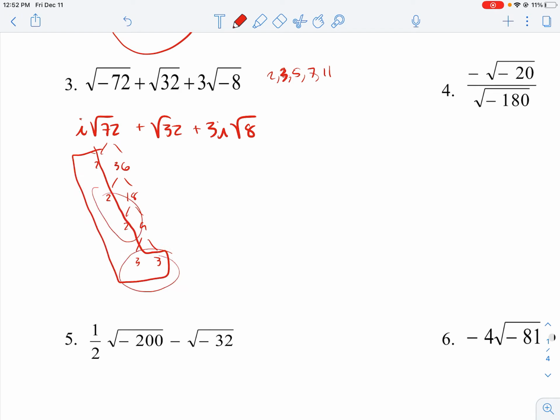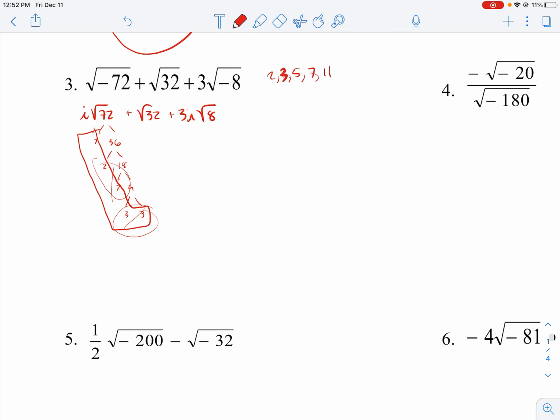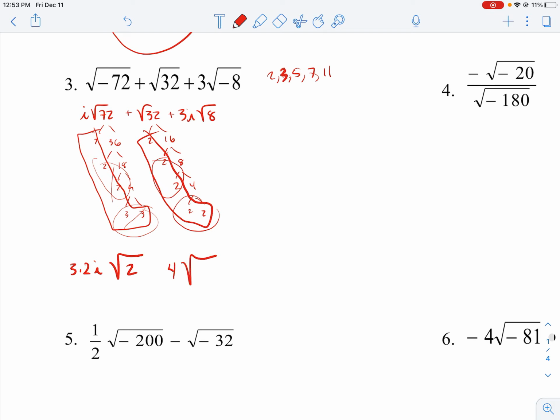And so we're left with one pair, two pair. So I'm going to bring out a 3 and a 2, and the i, and what's left is just that 2. This is why the hockey stick method takes up a little bit of space. Okay, 32, I'm going to go 2 and 16, 2 and 8, 2 and 4, 2 and 2. Hockey stick method, so I'm going to get a 4, 2 times 2 is 4, and whatever's left underneath the radical, which is just a 2.